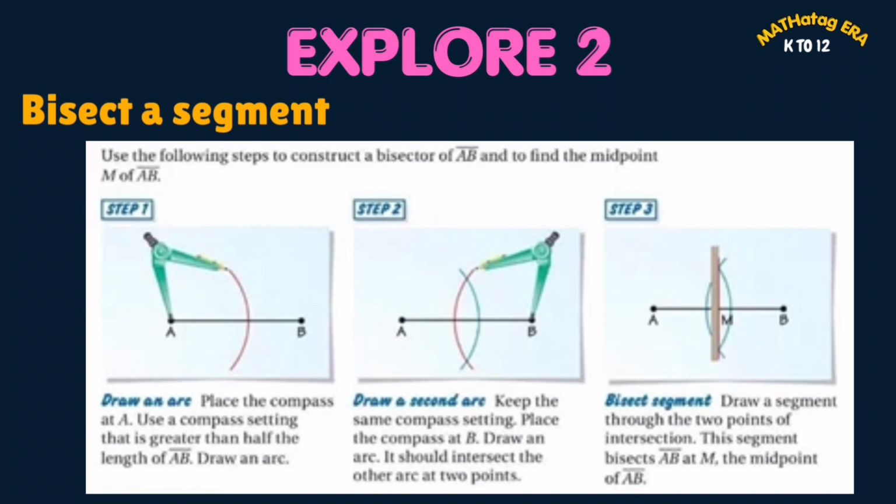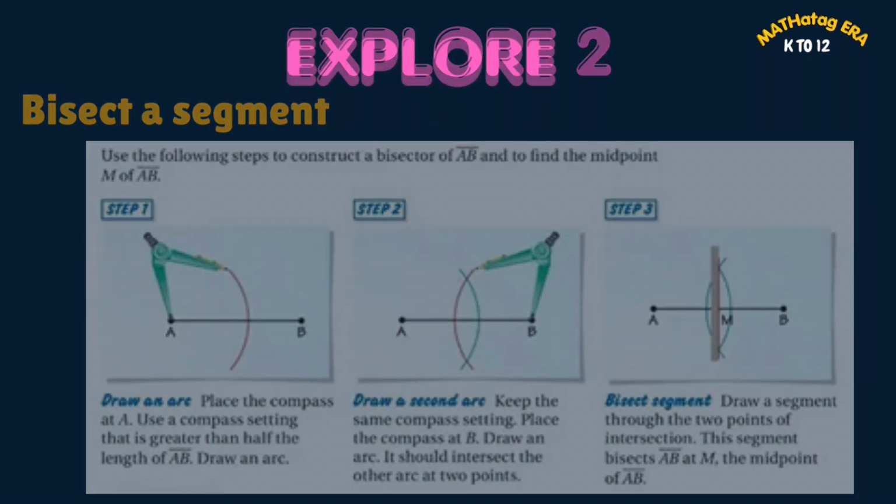The perpendicular bisector not only divides the segment into two equal parts, but nakabuo din siya ng 90-degree angle with the segment. This construction is very useful in geometry and engineering designs.